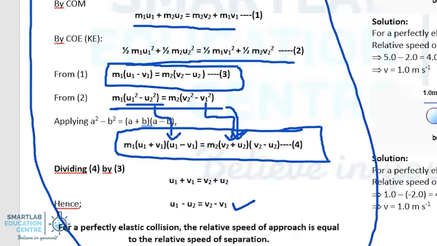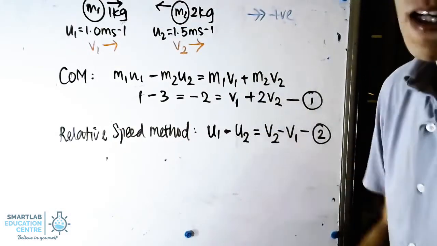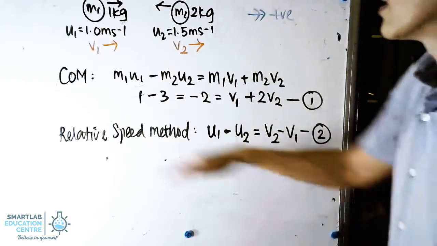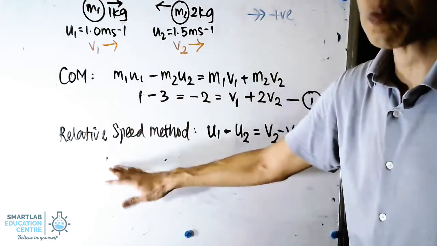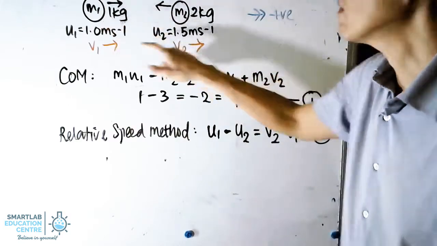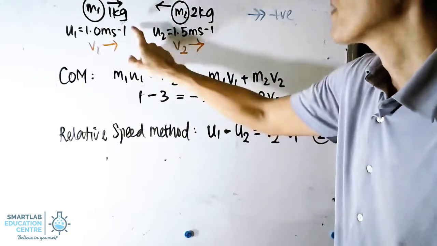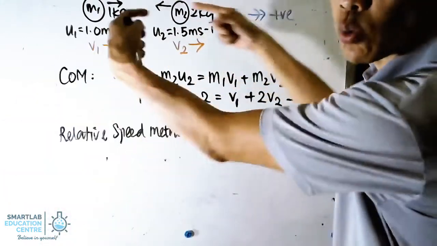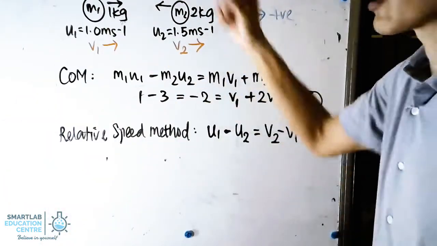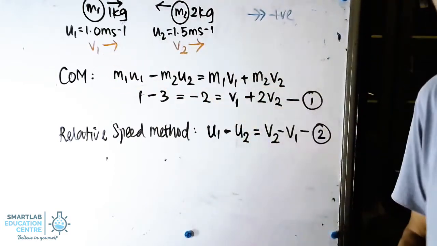We'll now use an example to illustrate how we can solve the questions. Let's take a look at how we apply the conservation of momentum and relative speed method to an elastic collision. Say, for example, we have masses M1 and M2. M2 is 2 kg, M1 is 1 kg. The initial speeds are as such, they're moving towards each other, and after that, they collide. We are tasked to find the final velocity after the collision.